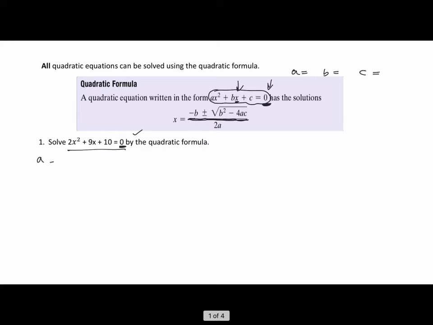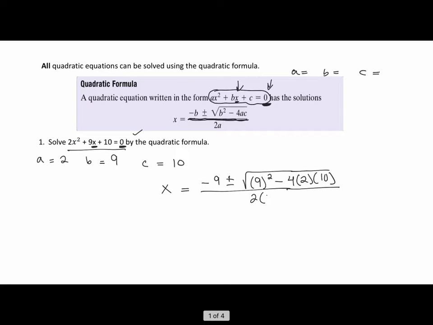Second, let's identify a, b, and c. So a is the coefficient of the x squared term, b is the coefficient of the x term, and c is the constant term. Okay. We're solving for that middle variable, so in this case that's x. So x equals the negative of b plus and minus the square root of b squared. And always put that in parentheses to make sure that it's going to be positive all the time. Minus 4 times a times c, all over 2 times a.